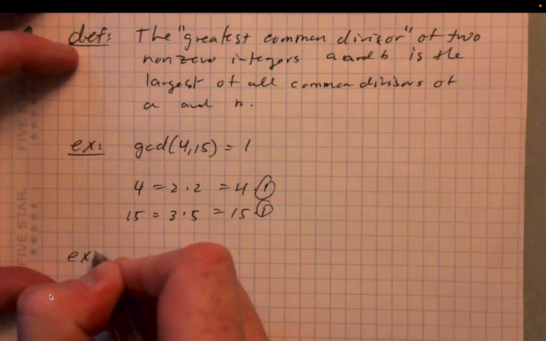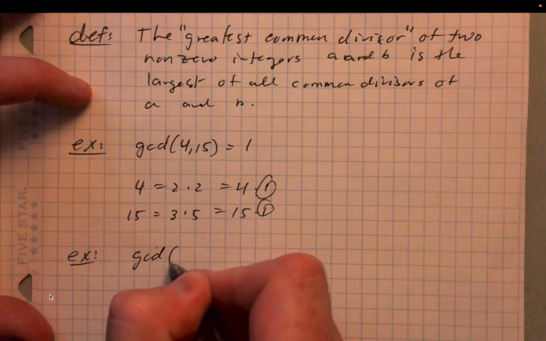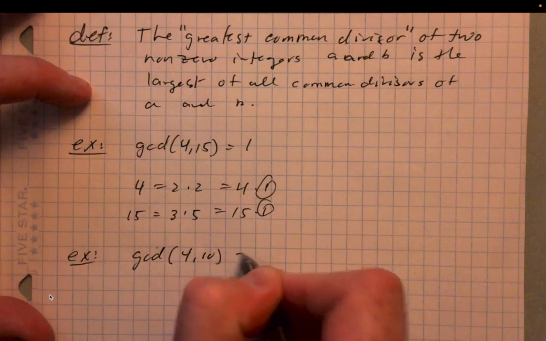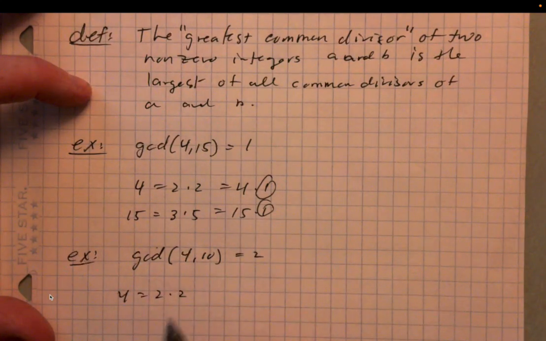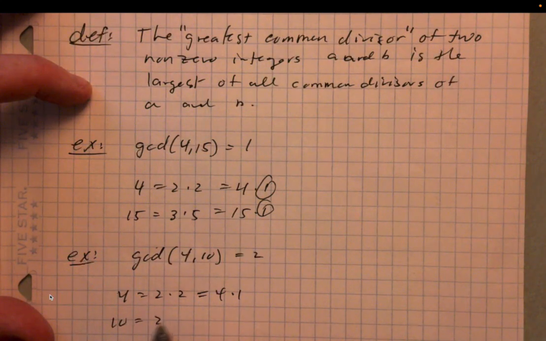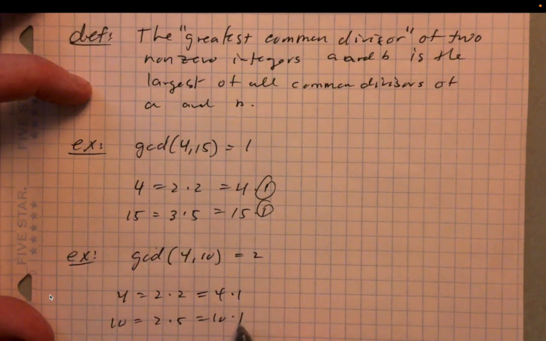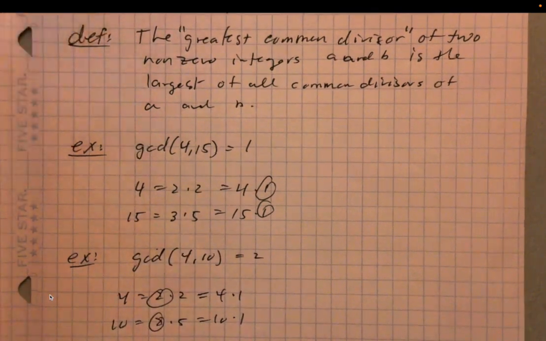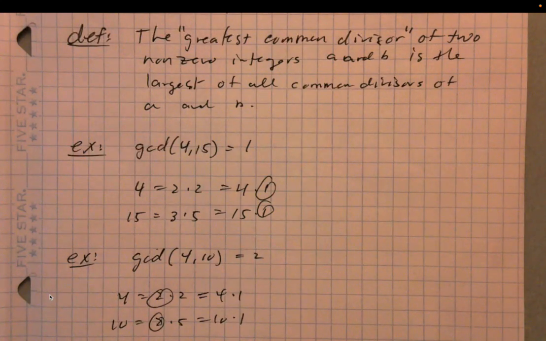Okay, another example. The GCD of 4 and 10 is equal to 2. So again, 4 is 2 times 2, 4 times 1. 10 is 2 times 5, 10 times 1. And so you can see 2 is on the list there. 2 is the largest divisor of both integers. Okay. And so it's not always obvious how to find the greatest common divisor. Sometimes the GCD is quite large.